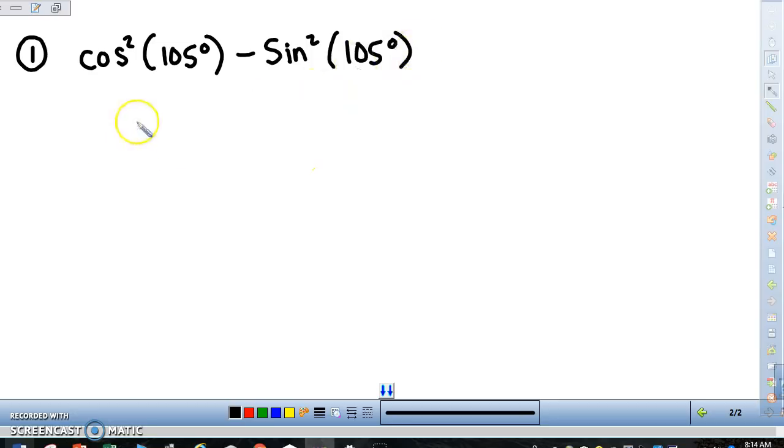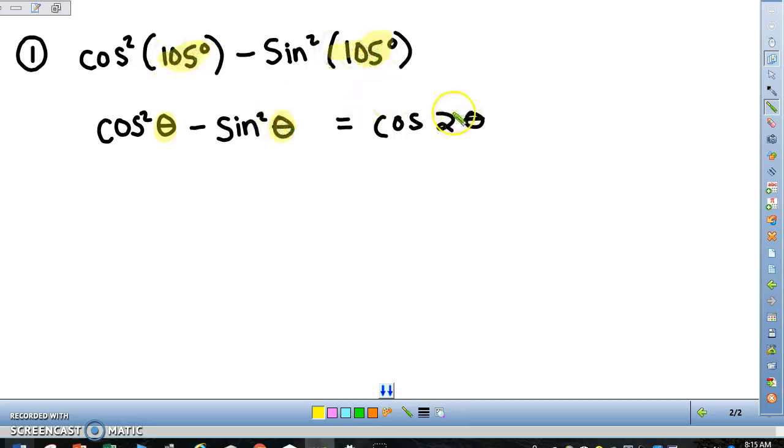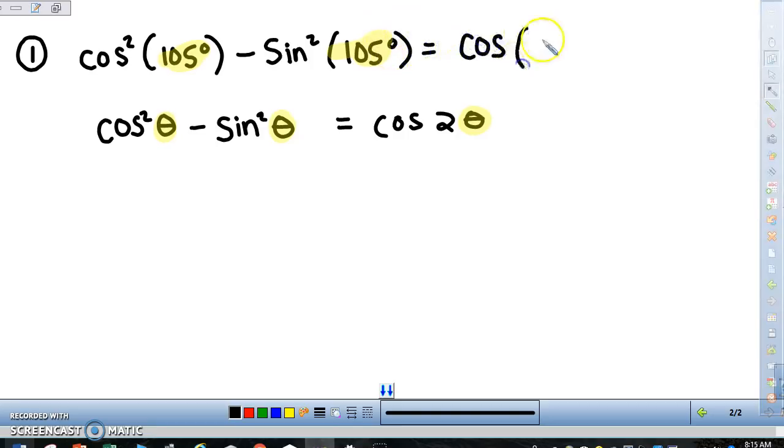But using our formula for the double angle of cosine, remember that cosine 2 theta was equal to cosine squared theta minus sine squared theta, and that's in exactly the same format as the problem we've been given. What we can notice here is that the theta we're dealing with is 105 degrees, so we could simplify that to just be cosine of 2 times that theta value.